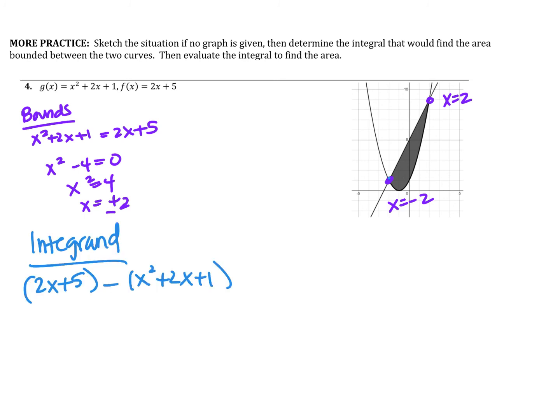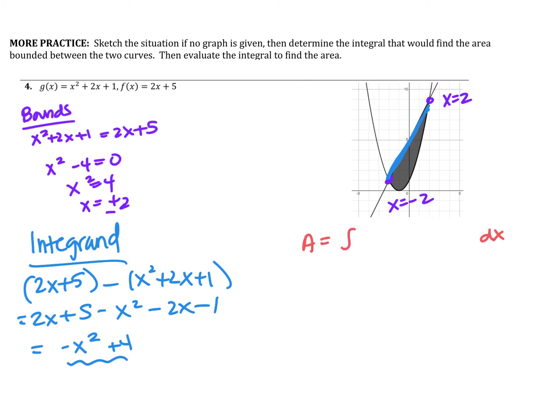So hopefully you noticed if I trace the top of this shaded region, I'm tracing the line. So the line minus the parabola, because again, it would be like I'm forming the area with the line to the axes, except instead of going all the way to the axes, I'm stopping at the quadratic. So I need to actually distribute this negative and combine like terms to figure out what my integrand is going to be. So this is going to be negative x squared plus 4 is going to be the inside of my integral. So now I'm going to encourage you to pause the video, set up your area integral, and work through the rest of this problem on your own.